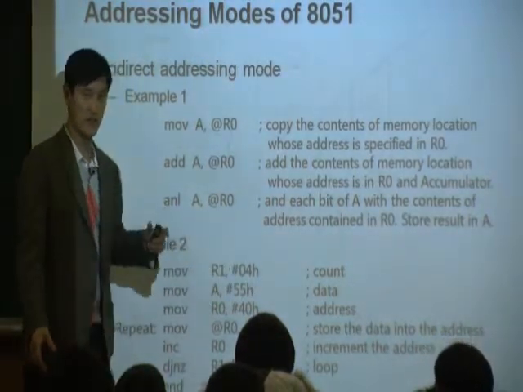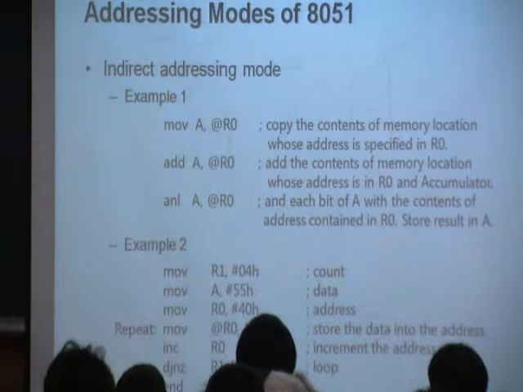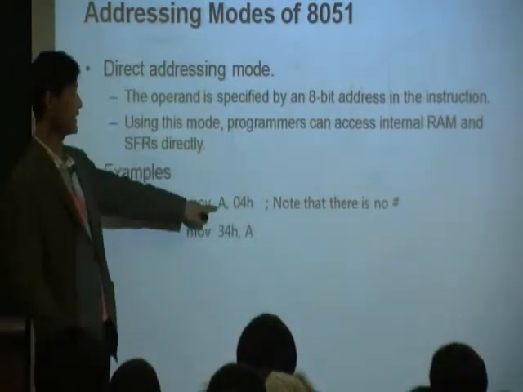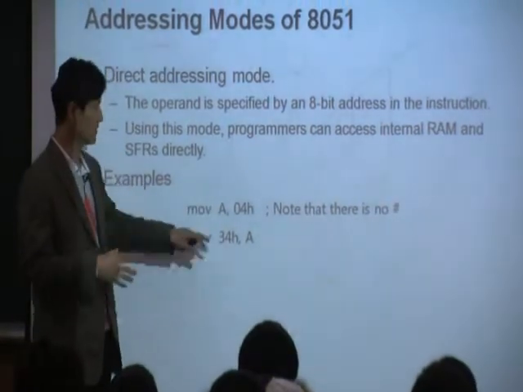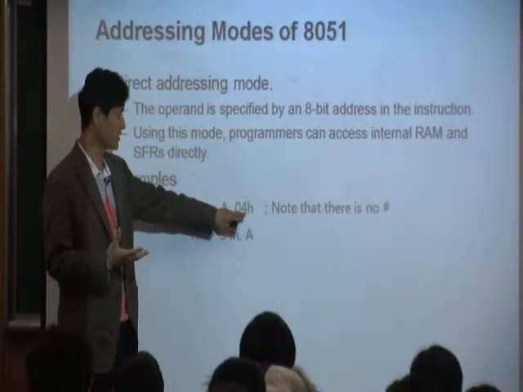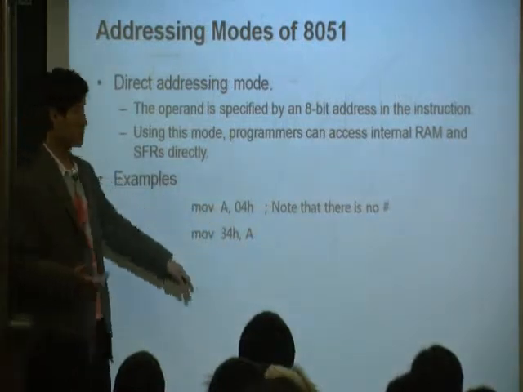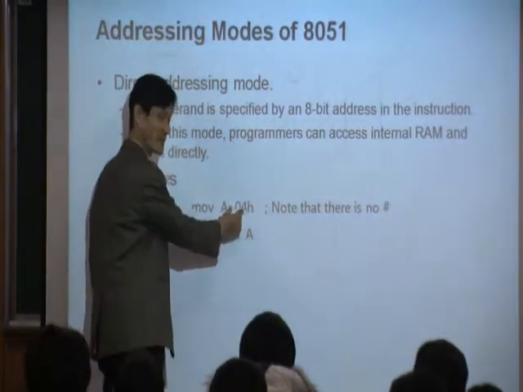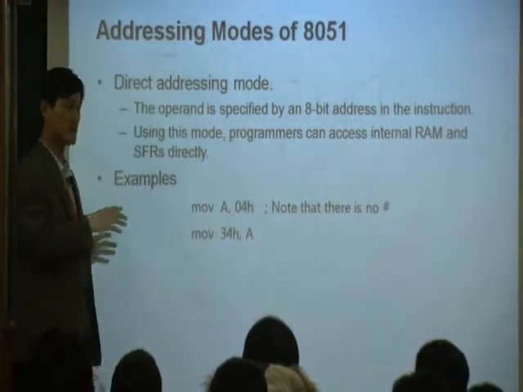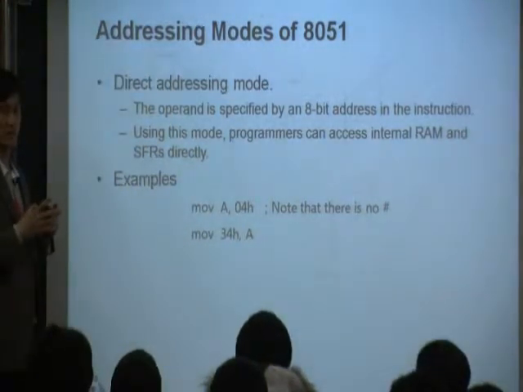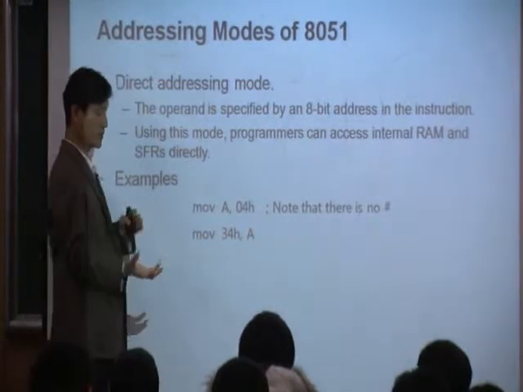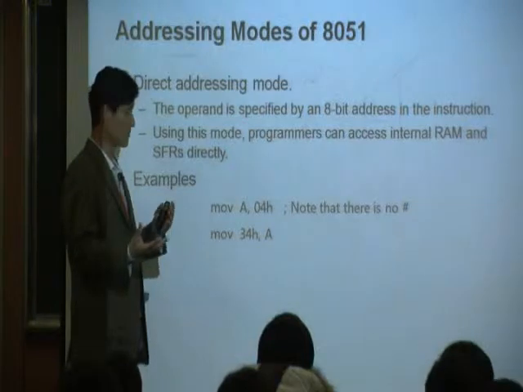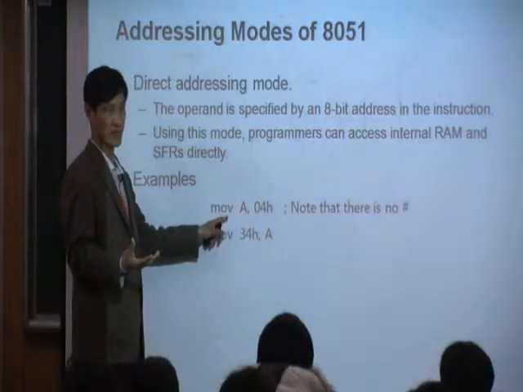04, this is an immediate value. Let's look at this one. Again, A is a register, it's internal. 40H, 04H, this is the address, but this address is just an 8-bit address, right? 04, that's 8-bit. So definitely this is an internal address. So when you copy between the internal memory, internal registers, you use MOV, simply.